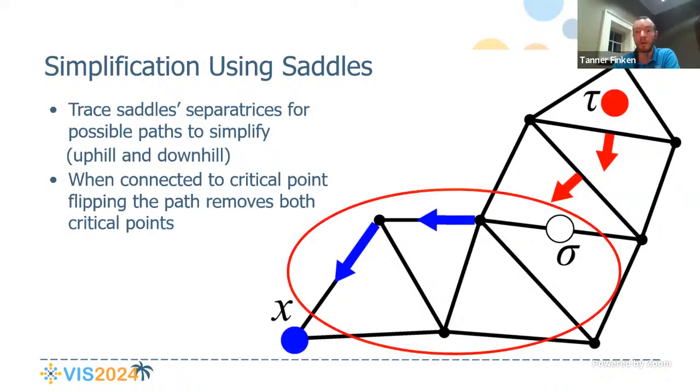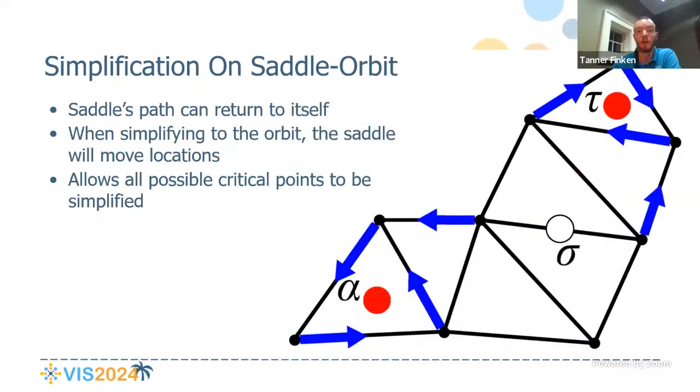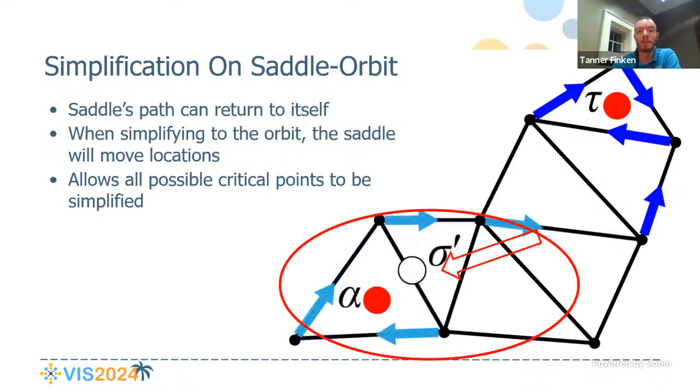When we flip a path, the discrete vectors reverse their direction. When the path connects to another discrete critical point, flipping the path will remove both the saddle and the critical point from the field. The other option we consider is if the path reconnects to itself. We call this a saddle orbit connection. When we flip this path, the orbit is broken and the saddle is moved onto the orbit. We do this because it now allows all possible discrete critical points to be simplified, even those nested within orbits.